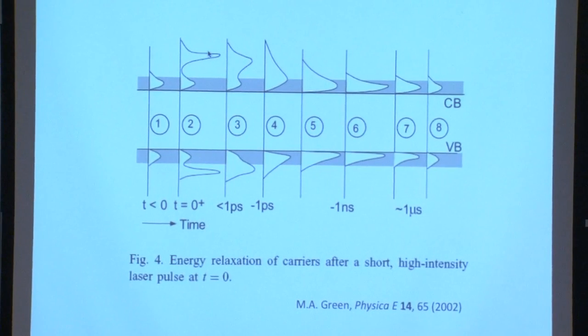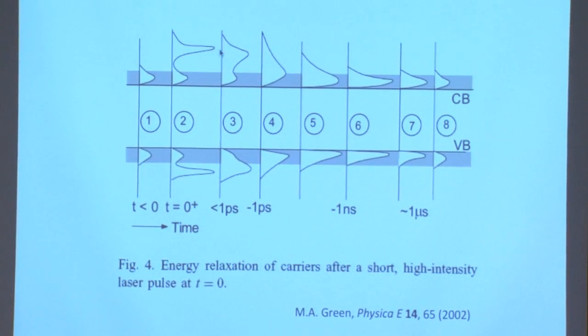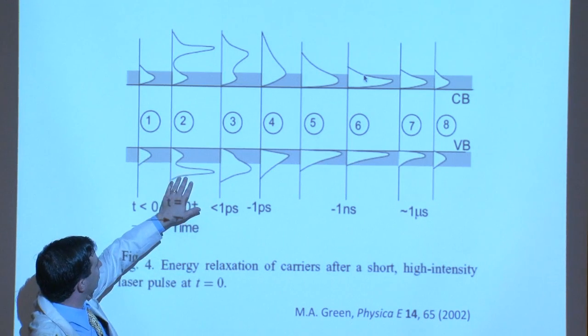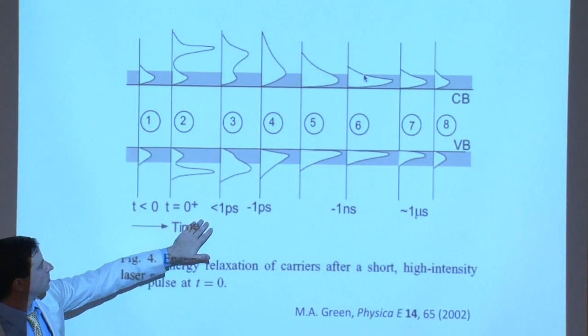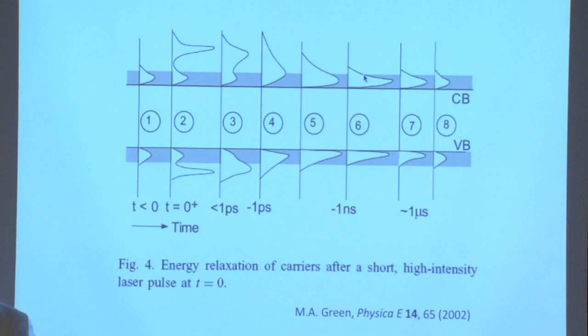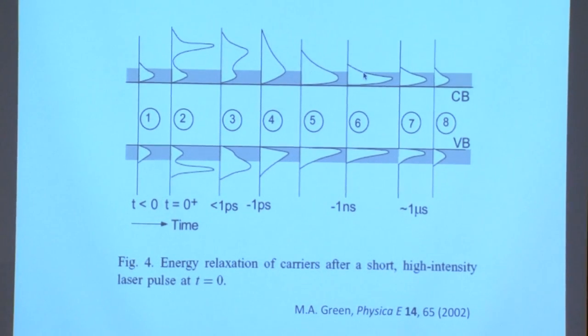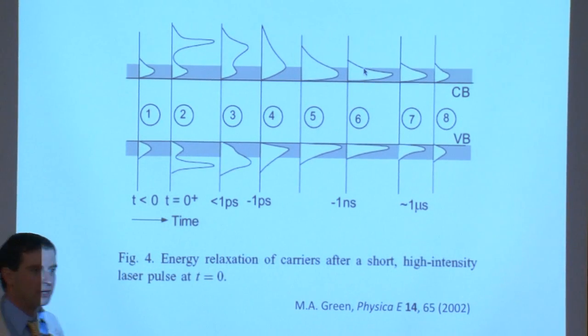And over time, this excited population will decay down to the conduction band minimum and valence band maximum, the electrons and the holes respectively. And over time, when I say over time, I'm referring to something in the range of 1 picosecond, 10 to the minus 12 seconds. That's like that, but faster, right?